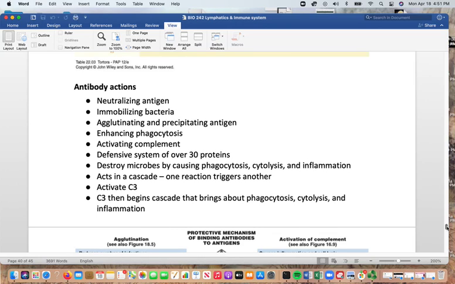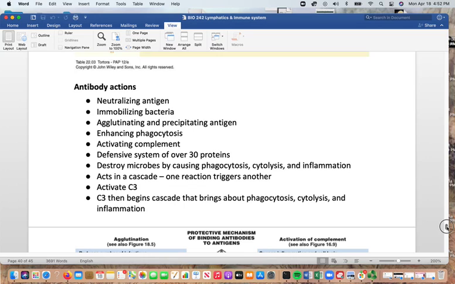So antibody actions, they're going to neutralize the antigen, immobilize the bacteria. They can agglutinate and precipitate the antigen so they'll stick together. They'll enhance phagocytosis, activate complement. They can be a defensive system for over 30 proteins. So they'll destroy the microbes various ways. They can cause phagocytosis, cytolysis, inflammation. They can act in a cascade and have one reaction trigger another.